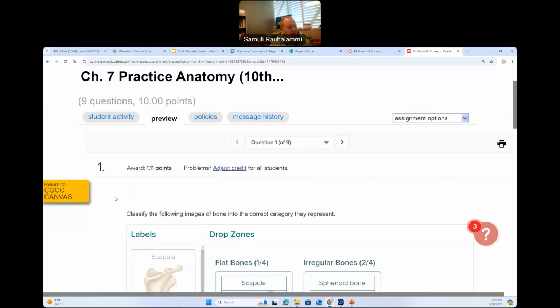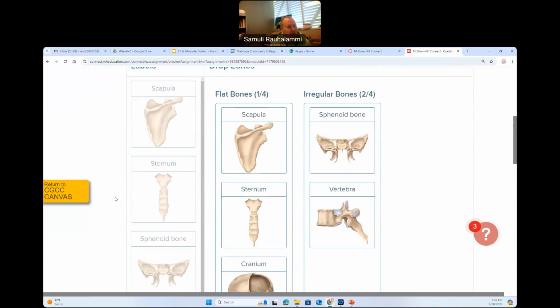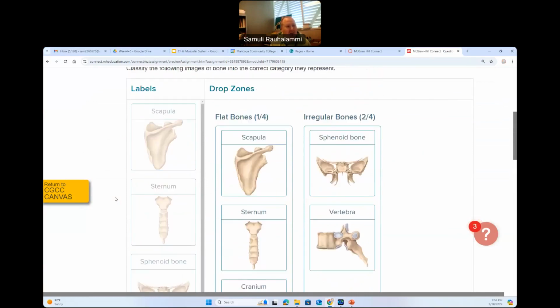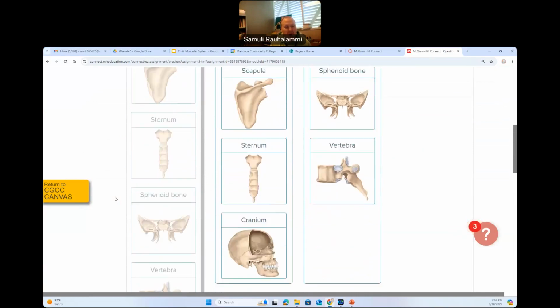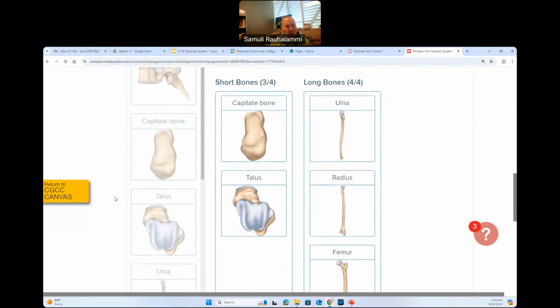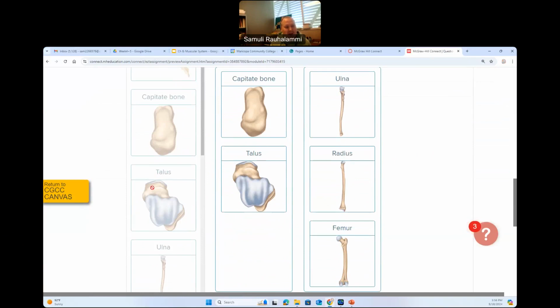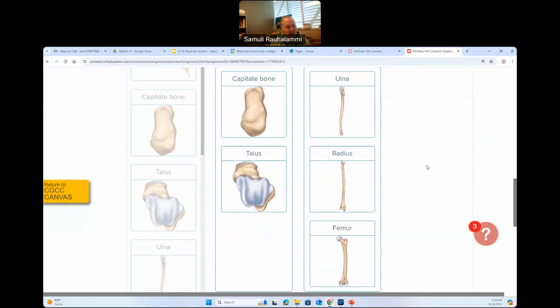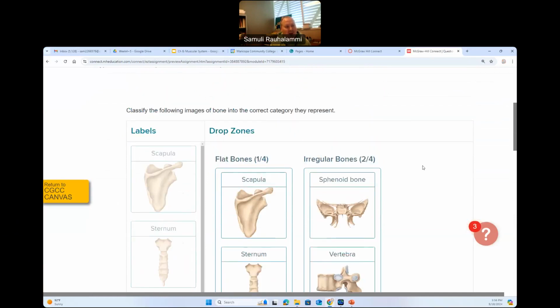Let me share that screen with you. And here again, we are looking at bones and classifying them. We're seeing good examples of flat bones: scapula, sternum, and cranium. Irregular bones, sphenoid is a particularly good one. Also vertebrae fall into this category like we saw. Short bones, capitate bone, talus, good examples of that. And for the long bones, ulna, radius, and femur are the ones from this list that would belong there.